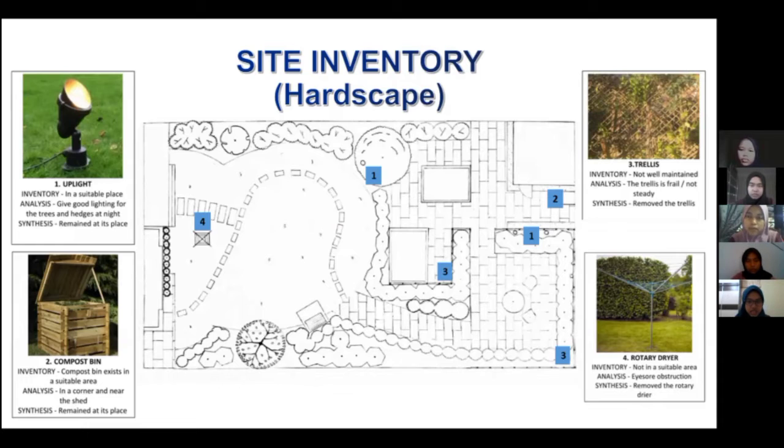And next, for the hardscapes that we want to remove, the first is the trellis because it is not well maintained, and it is also frail and not steady. Another thing that we want to remove is the rotary dryer because we think it acts as an eyesore obstruction. So next slide.